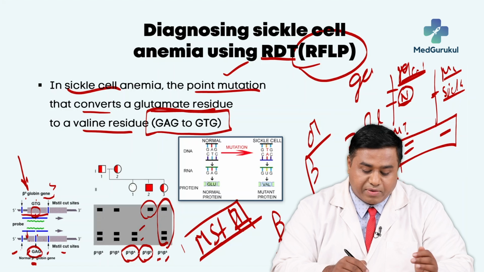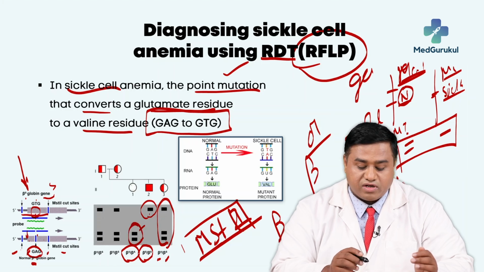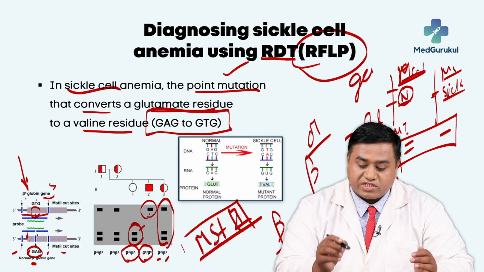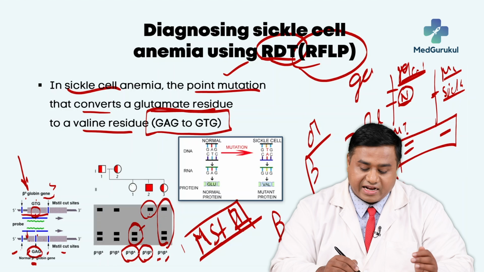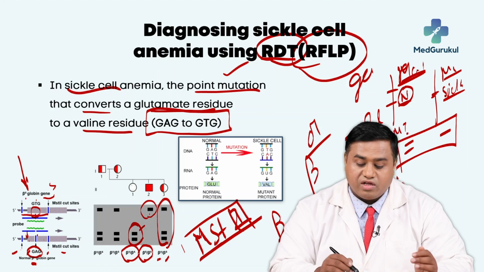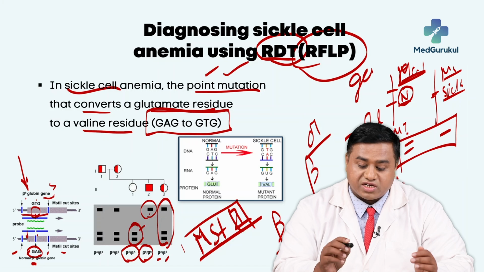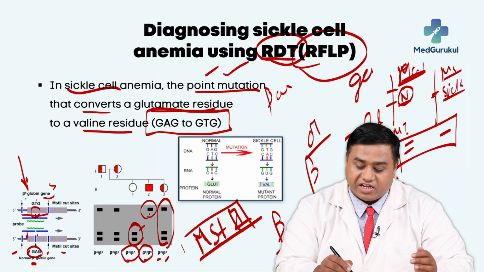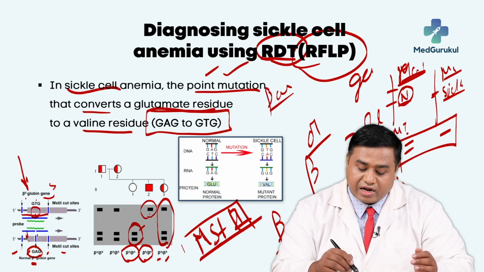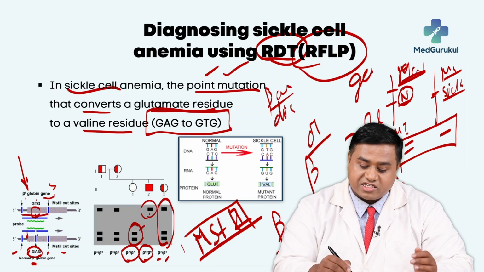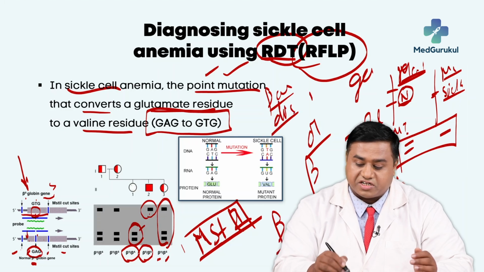If only one big band is seen, it is called sickle cell disease. If two shorter bands are seen, that is a normal hemoglobin picture. So, using recombinant DNA technology and the enzyme MST2, we are able to diagnose a single point mutation in the single beta chain gene, and also identify whether it is disease or a carrier state.